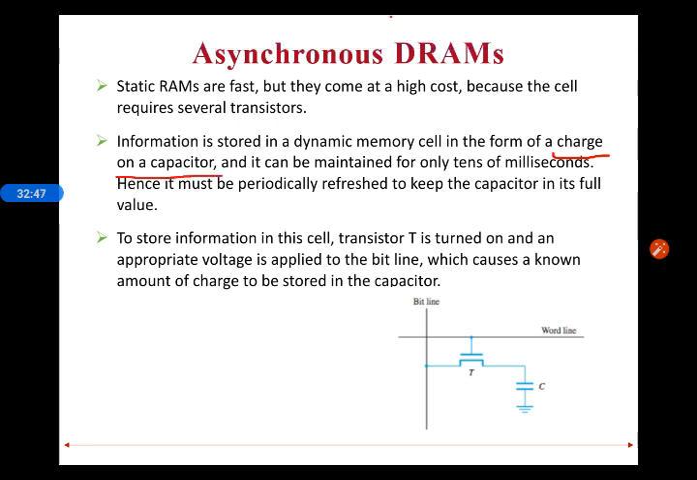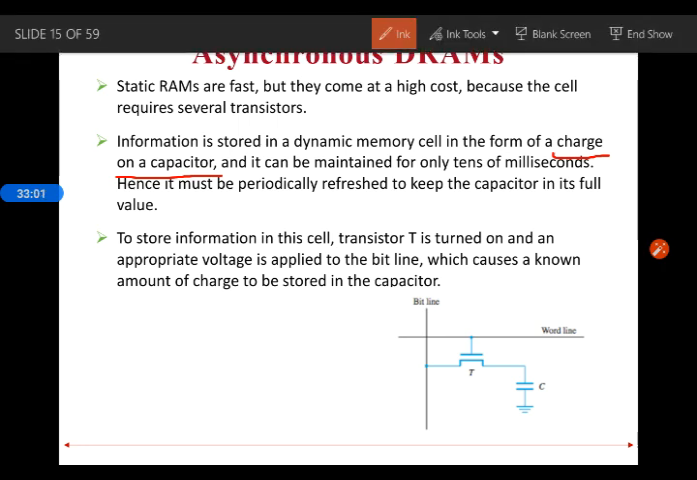Okay, so it can be maintained for only a few milliseconds, very few milliseconds. Hence it must be periodically refreshed. That is a problem with the asynchronous DRAM. So we must refresh it periodically to keep the capacitor at its full value.